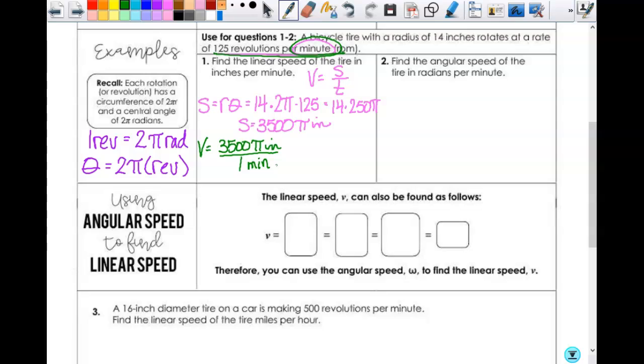Once you've set it up, and you've canceled anything out that you can, there's nothing to cancel out, then you look to see what the question was asking for. It was asking for inches per minute. I have inches per minute. So this is 3,500 pi inches per minute. And that's my answer.